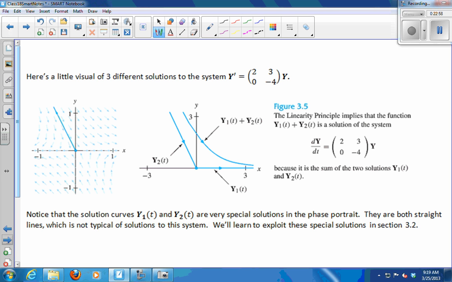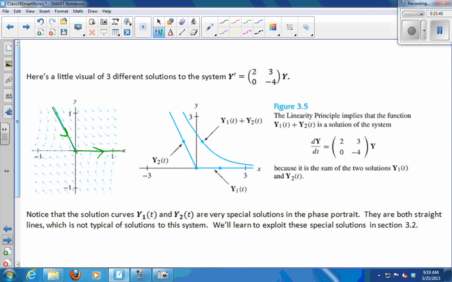So this is just a little visual of our system. The two specific solutions that we found using separation of variables, because it was partially decoupled, those two y1 and y2 solutions that we started with are this one and this one. Those are straight line solutions. So you notice that they are actually special. Those are the only two straight line solutions, and all the other solutions don't look like that. Those are atypical. So they're both straight lines, which are not typical solutions to the system. We're going to learn how to exploit these straight line solutions in the next section. So just keep that in mind.